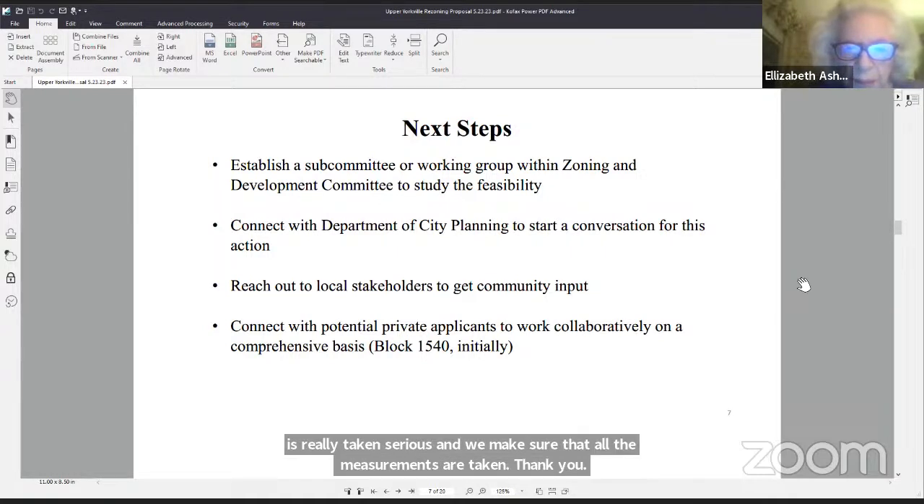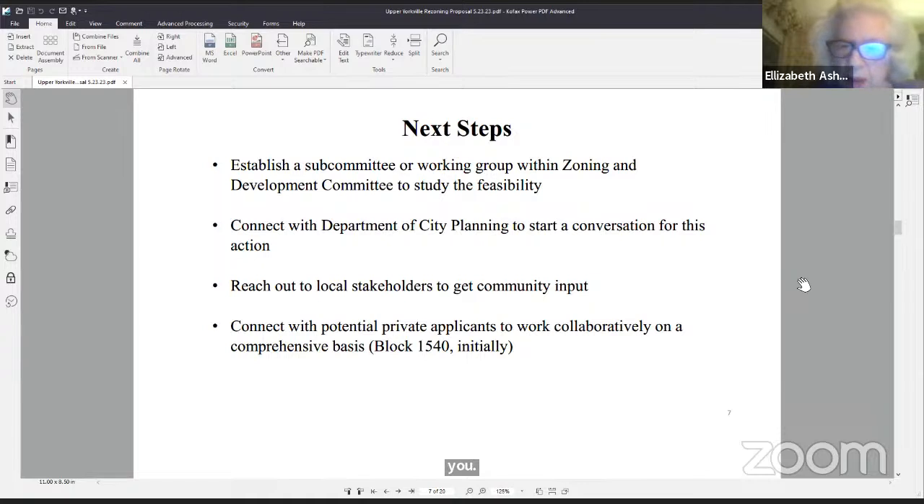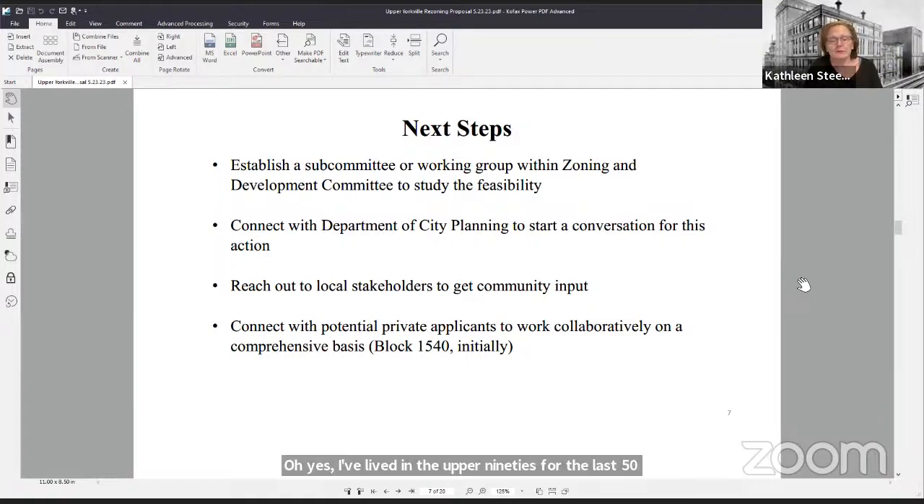And the next member of the public is Kathleen Steed. Yes, I've lived in the upper 90s for the last 50 years and have seen it go through a huge number of changes. My actual question is really easy. Is there a map of what is now present in the blocks you're talking about, and then what you propose? I know you skipped through the maps, but I was wondering, is there a map of what is there now and then what you propose?